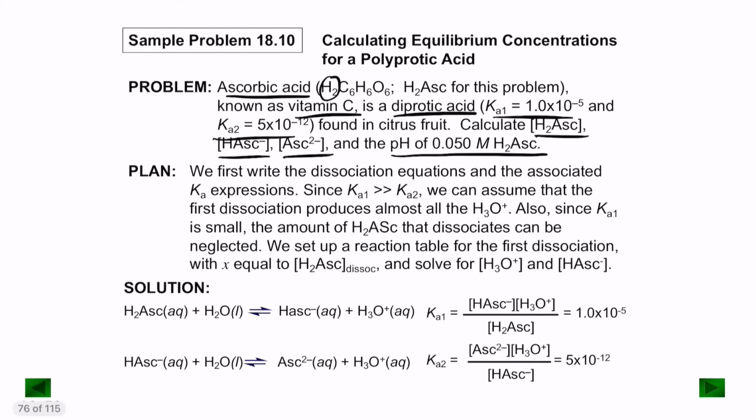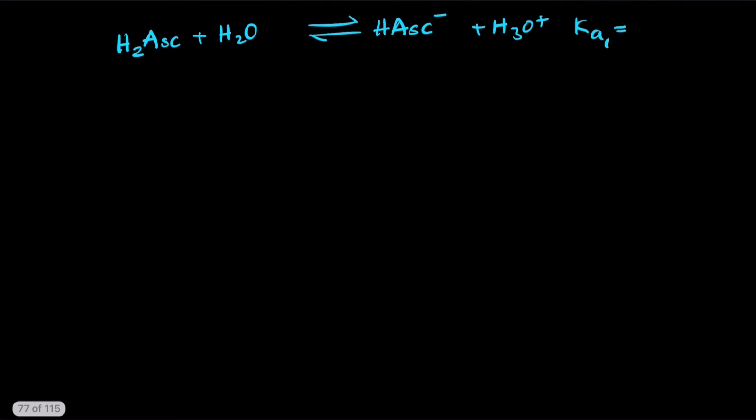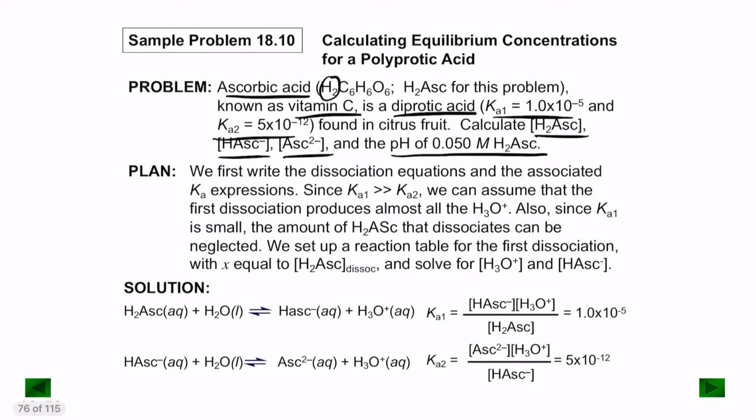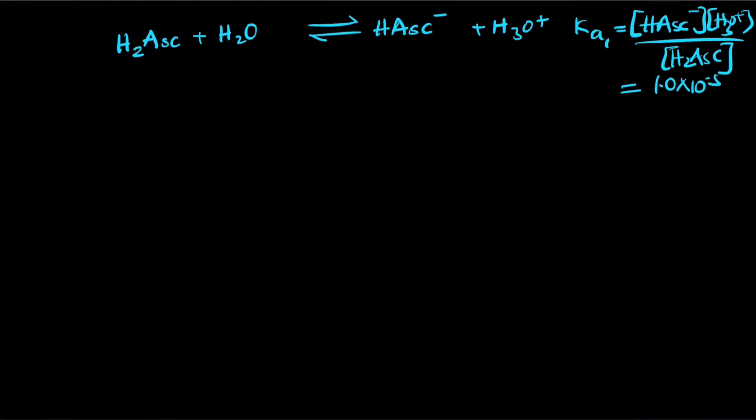So there are 2 ionizable protons in here, which means that you have H2ASC plus H2O results in HASC minus plus H3O plus, with the Ka1 value. So with the Ka1, the formula becomes HASC minus times H3O plus over H2ASC, which equals 1.0 times 10 to the power negative 5.